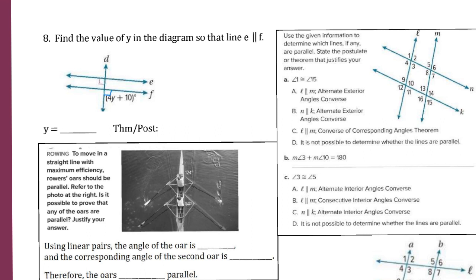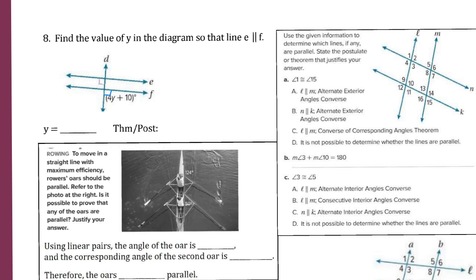The converse is true: if a transversal is perpendicular to both lines, then the lines have to be parallel. The theorem that would be is the converse of the perpendicular transversal theorem, which states if you have a transversal perpendicular to both lines, the lines have to be parallel to each other. There's just no other way for that to go.